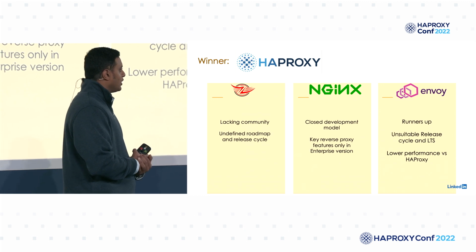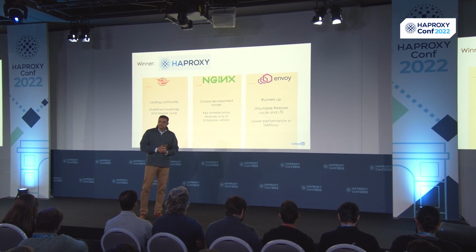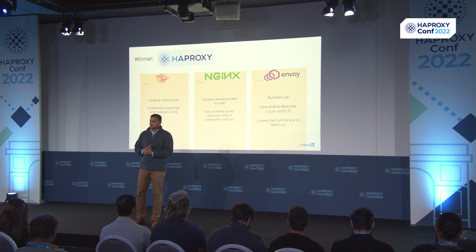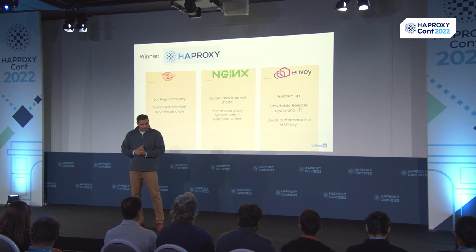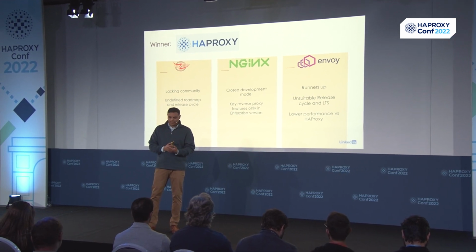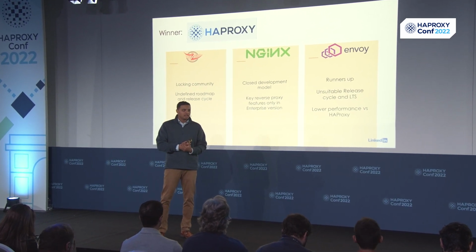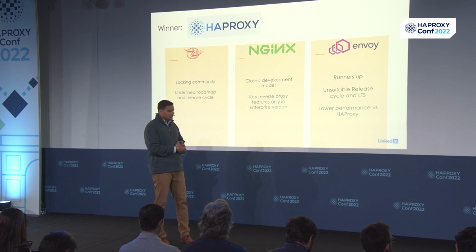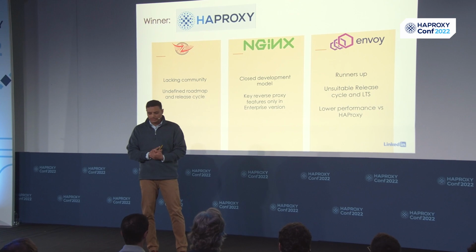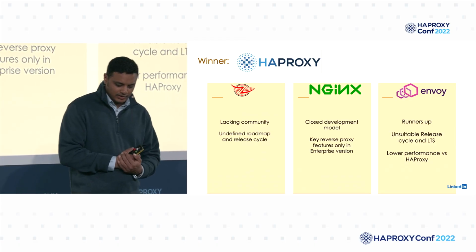So why didn't we go along with Zuul? Because it didn't check off a lot of things in our wish list. For example, it didn't have a strong open source community. And also, it didn't have a clear roadmap and a release cycle. And also, it didn't have support for the next generation protocols and frameworks we are looking at. And also not as performant compared to the other proxies in our list. For this reason, we dropped Zuul pretty early in the race.